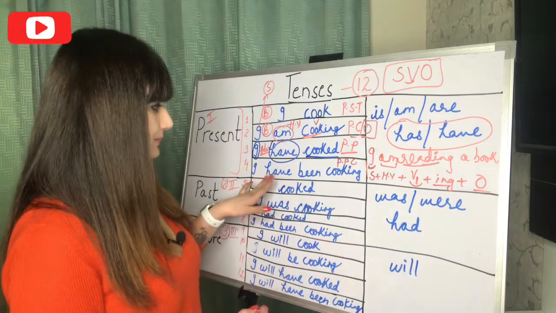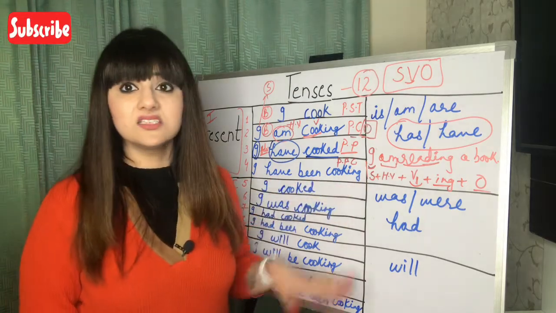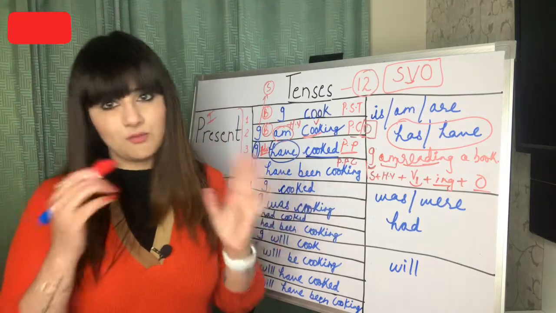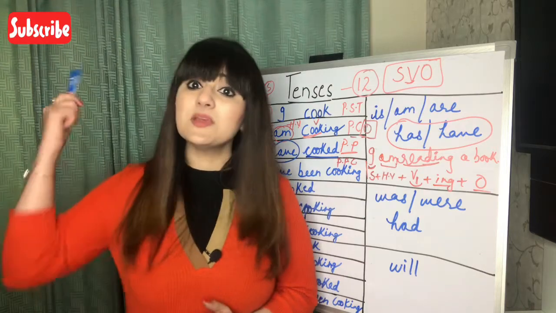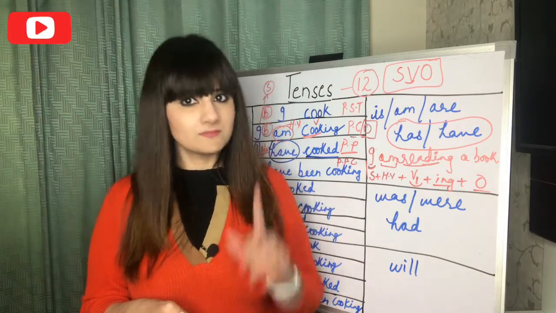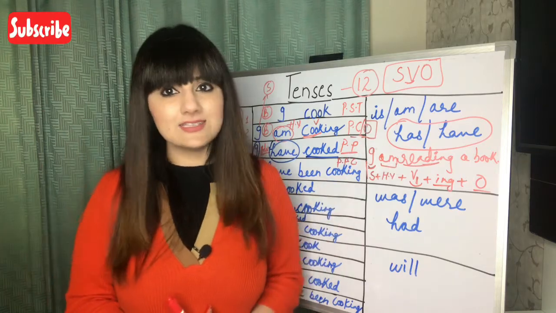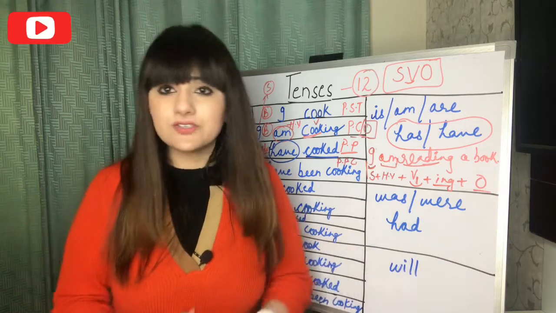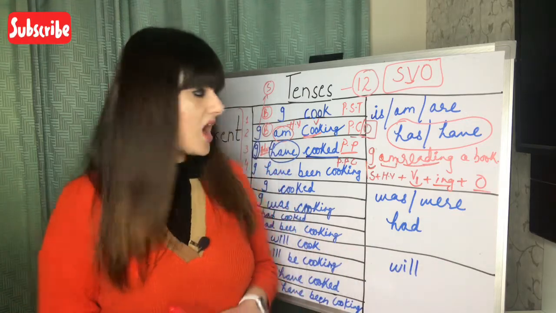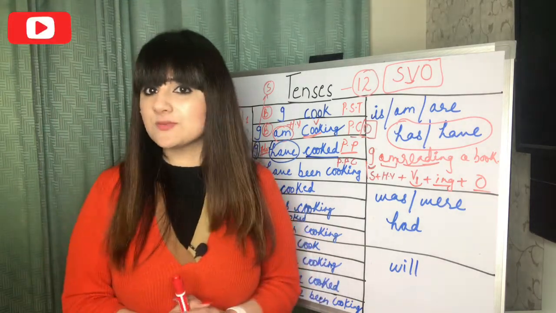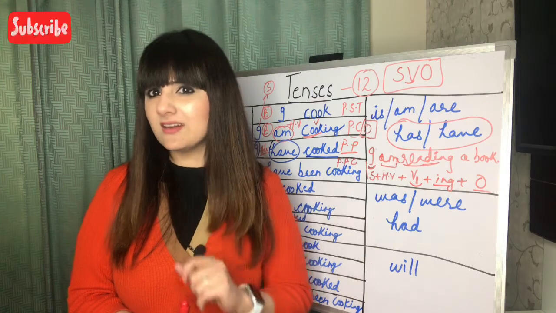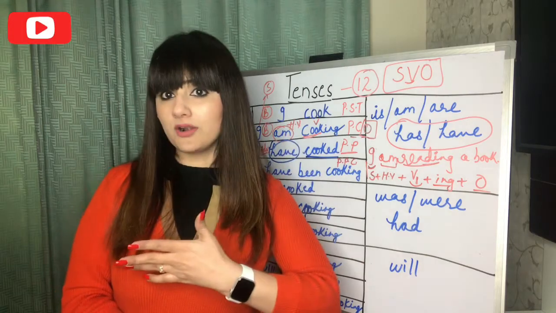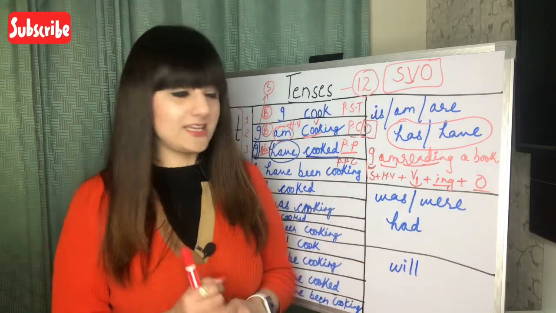Now, I have been cooking since morning. One more sentence I'm going to give you here. It's been raining since morning. It's been pouring since morning. It's been pouring for 2 hours. I've been cooking for 2 hours. Have you noticed one difference? I have used 2 different things: since, for. What's that?